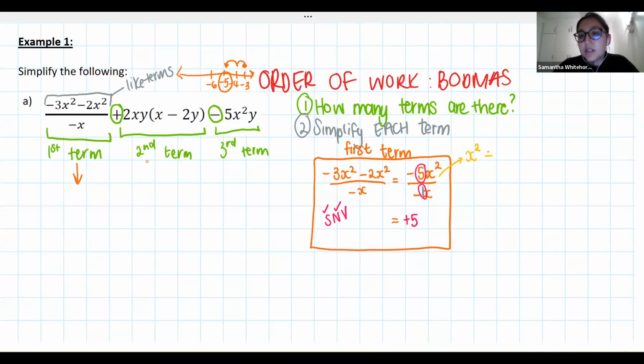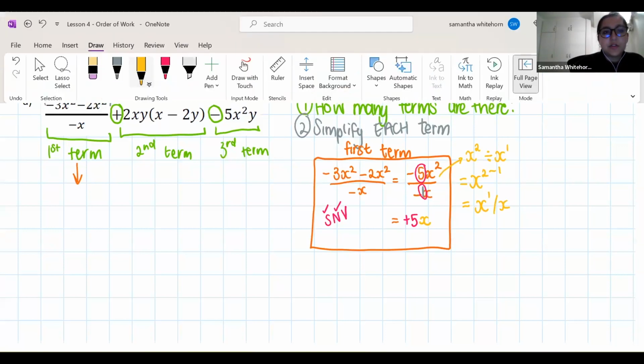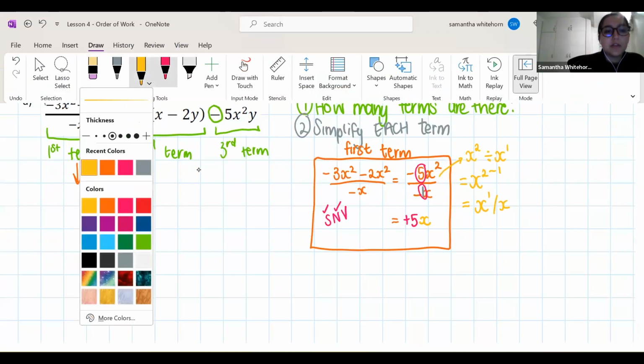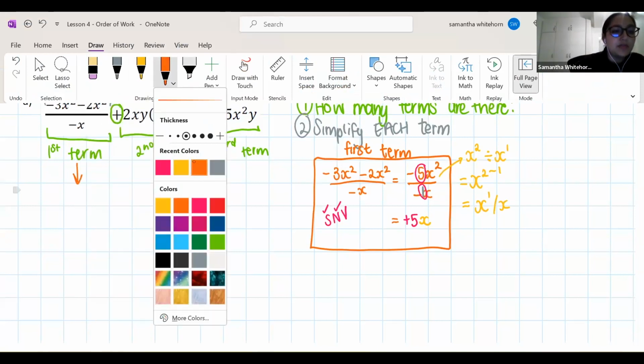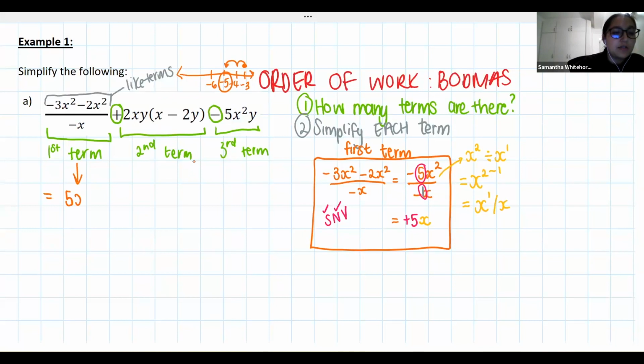So here I've got x squared divided by x. That x technically has an exponent of 1. And so my law tells me that I need to subtract the exponents when I divide, leaving me with x to the power 1, or you could just write x. So this simplifies to positive 5x. So this whole first term, I have simplified to give me positive 5x.